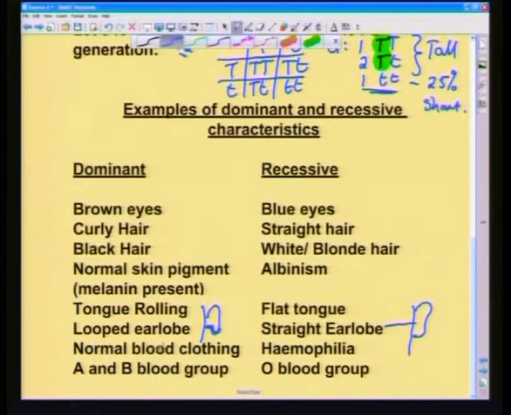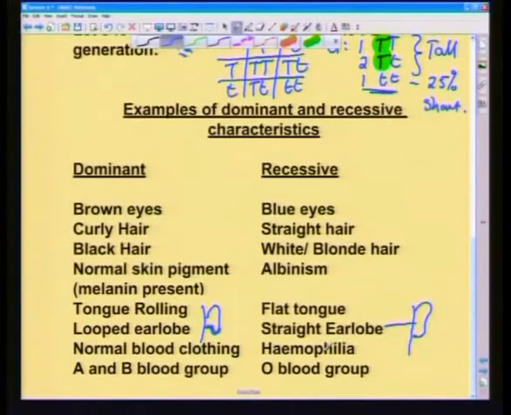Then we've got normal blood clotting versus hemophilia. Now, hemophilia is very important. It's one of the issues that we are going to go through when we look at genetic diseases, because that is a genetic disease that's been passed on. And then A and B blood groups are dominant, versus the O blood group, which is always recessive, and that we've done when we did blood groups and the different DNA processes to produce the 6 different types of blood groups.